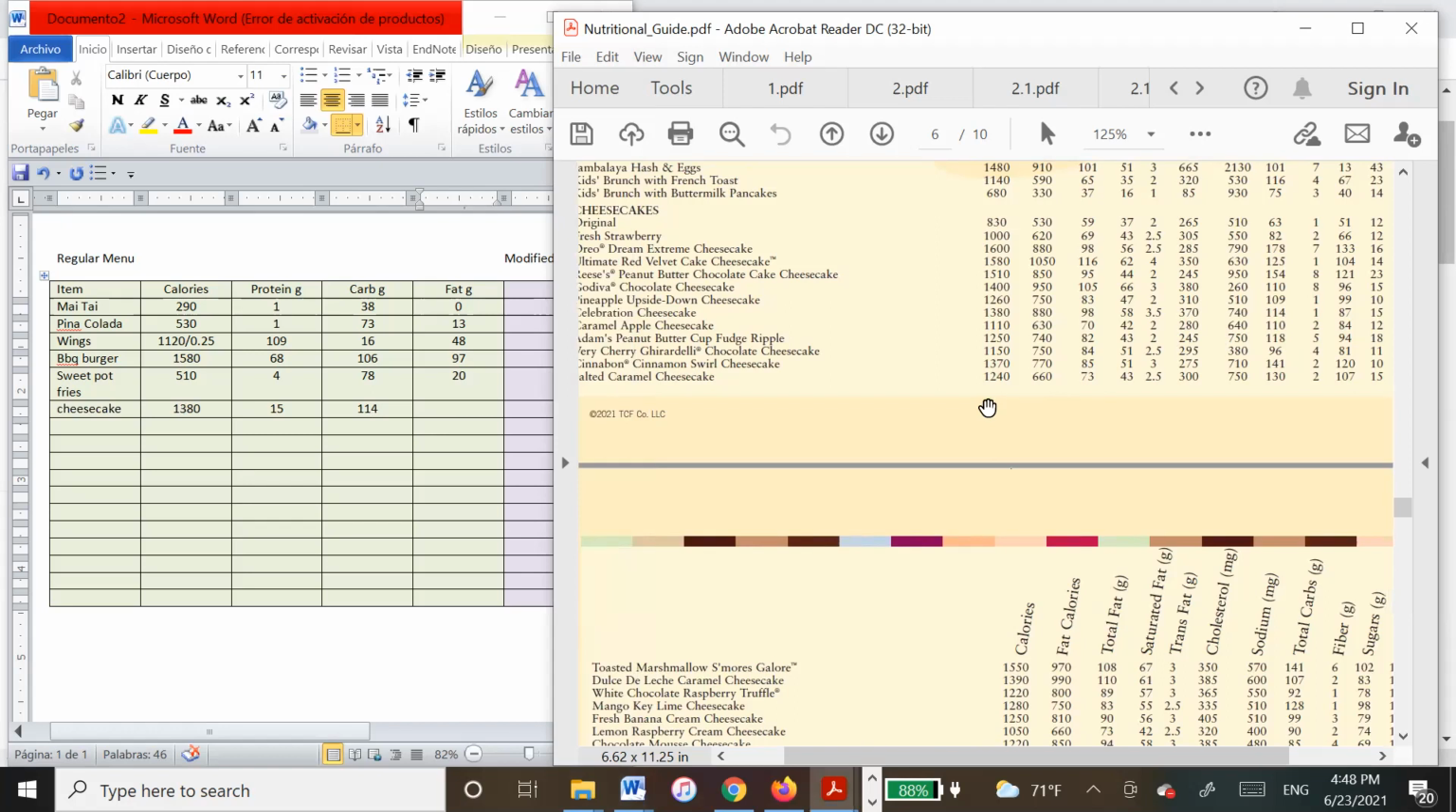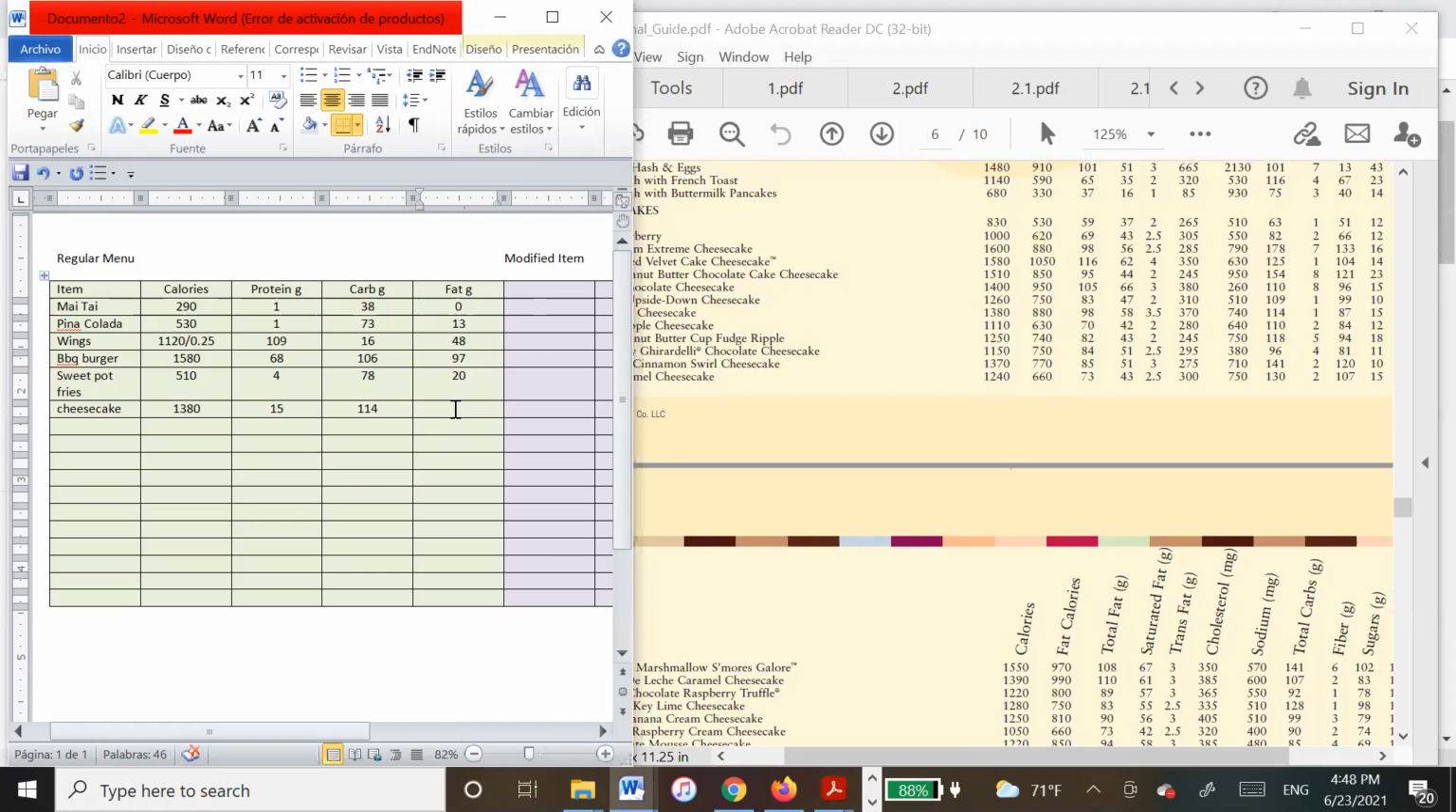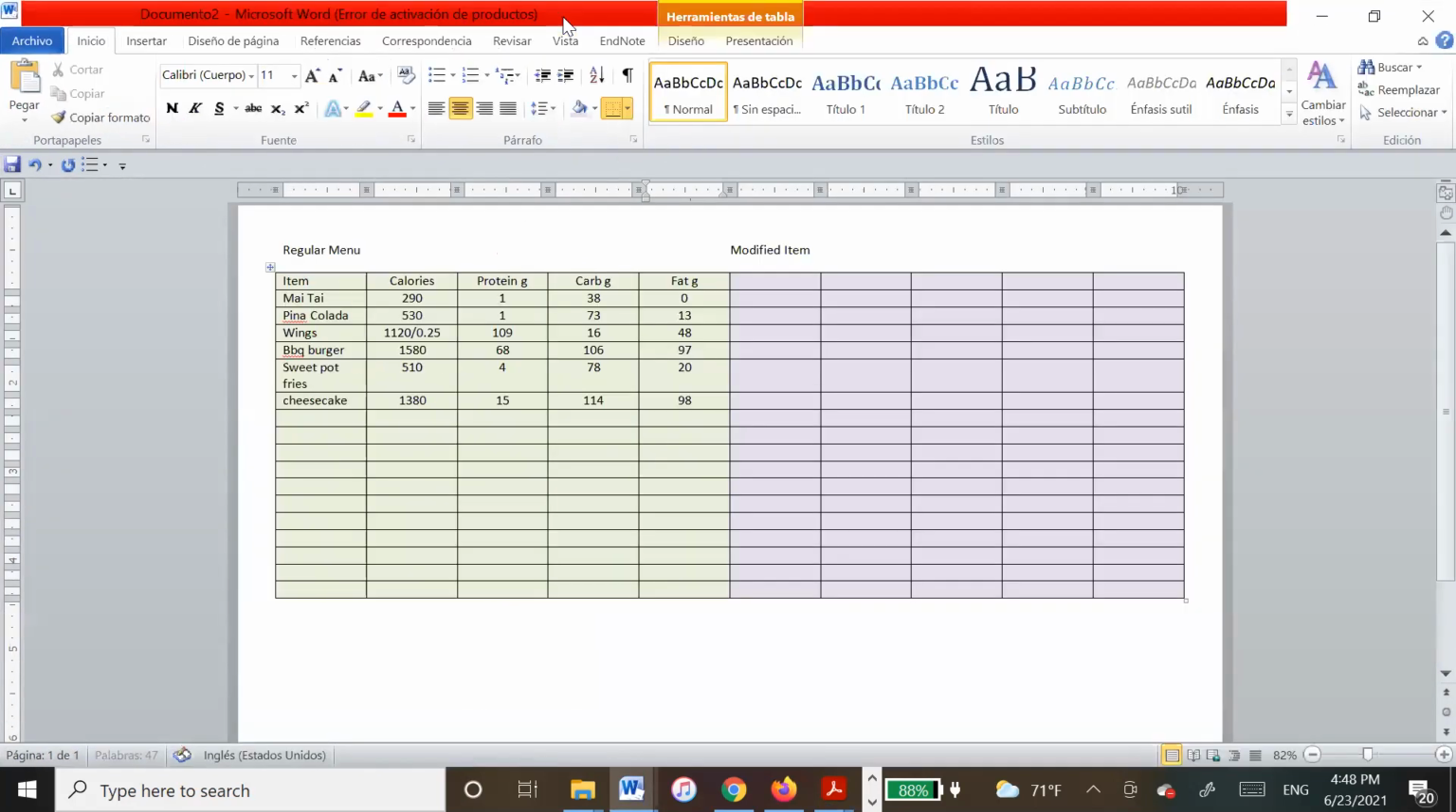And let's look at the fat grams. So we said that the fat grams was 3 columns in. So 1, 2, 3, 98 grams of fat. And this sums up the amount of food that I'm gonna have.